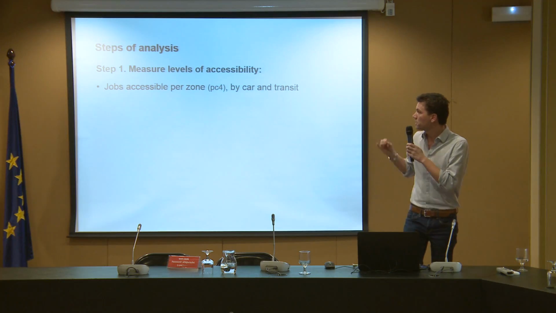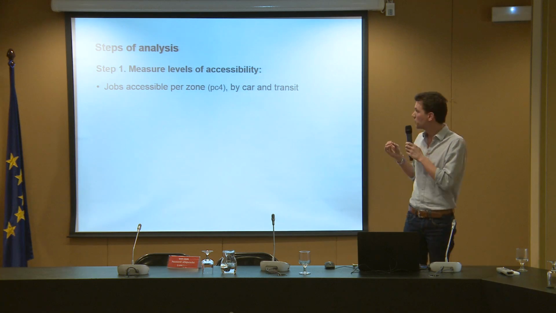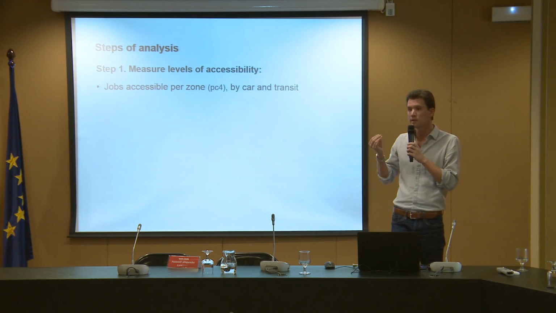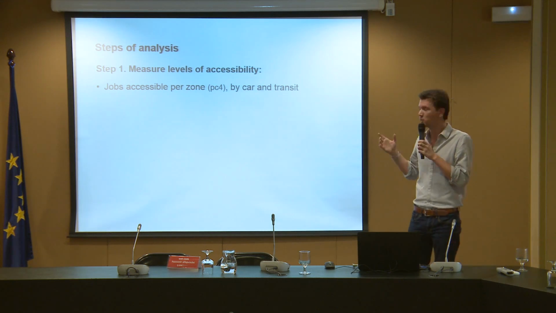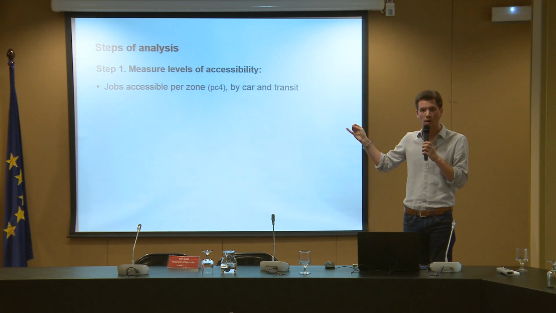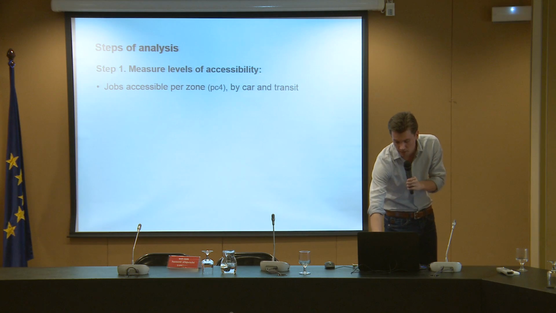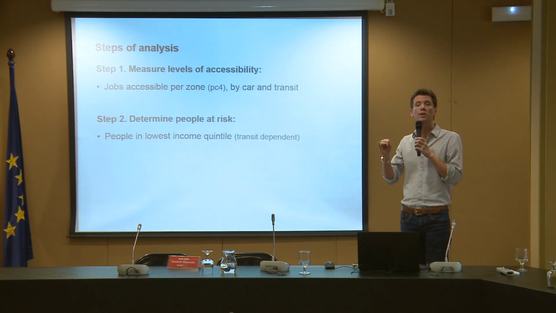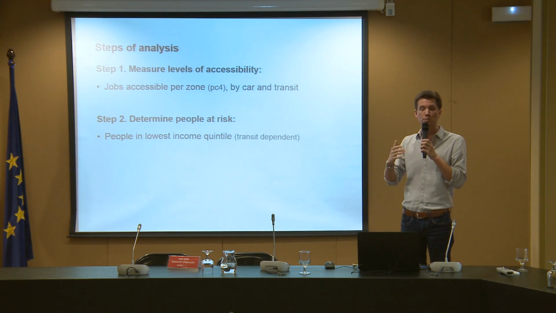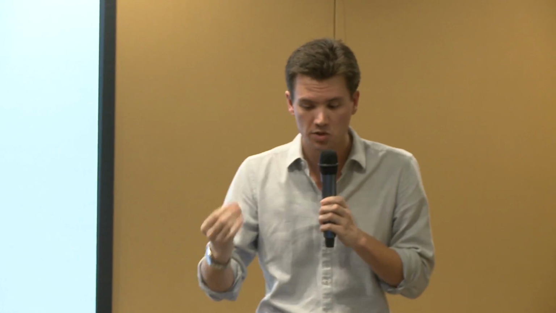We basically identify 3 steps of analysis. The first one is to measure this accessibility. Now, as our transport system is mainly organized around motorized transport, we distinguish between car and public transport accessibility. Second step is to determine the people at risk. Now, the people that might be most reliant on public transport, which often offers a lower level of accessibility, are people in the lowest income quintile. So we use that as a proxy for the people at risk.